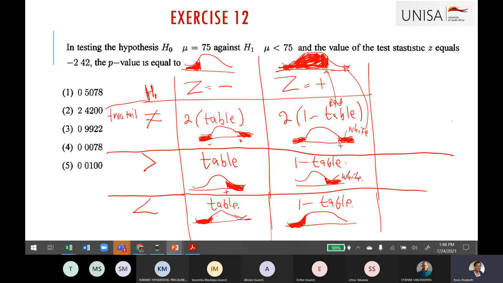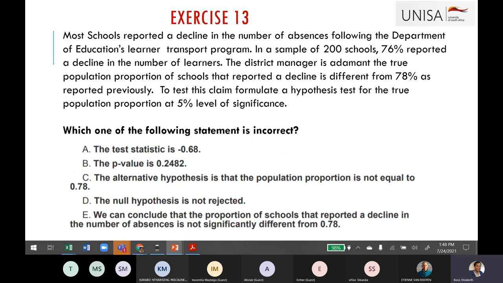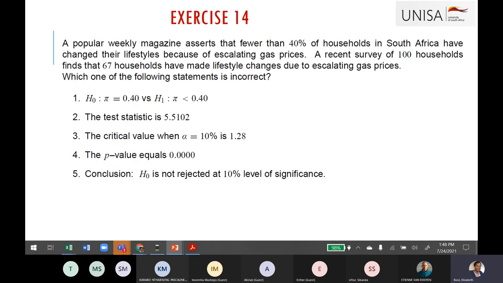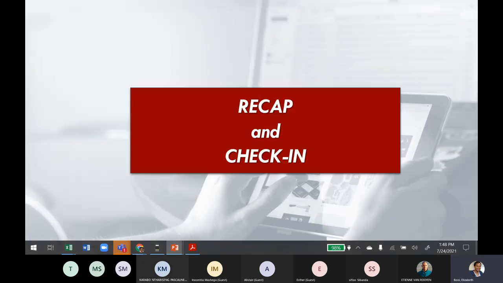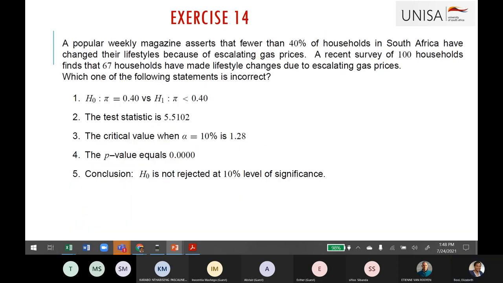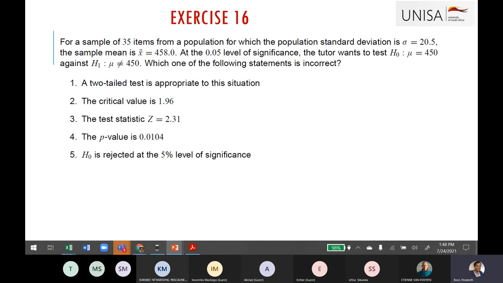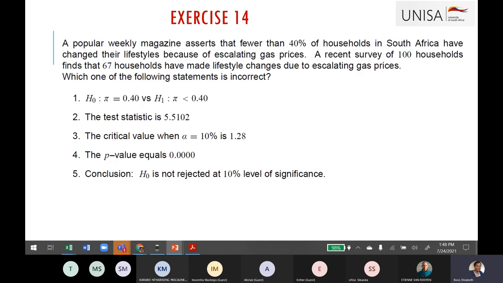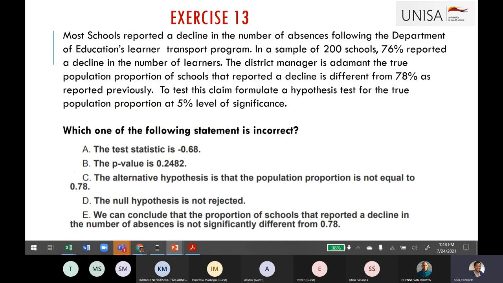Because the table contains the bigger portion. Okay, so that is our hypothesis testing questions. This will be your last question. Let me just see how many more questions we had that you can go and look. So 14, 15, 16, 17, you can do on your own as you practice. So this will be the last question that we tackled for today.